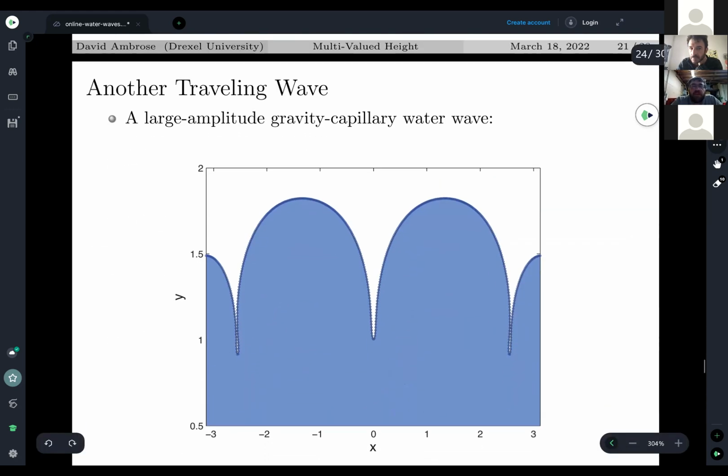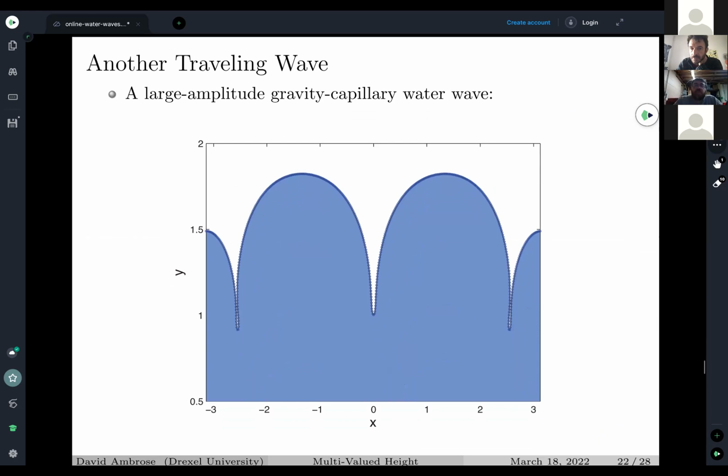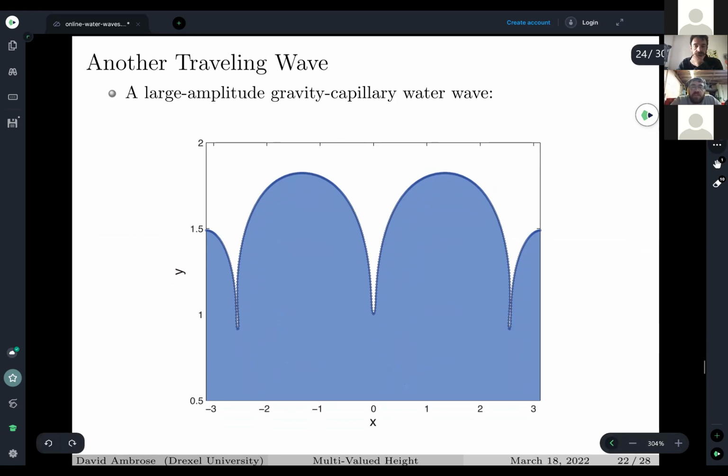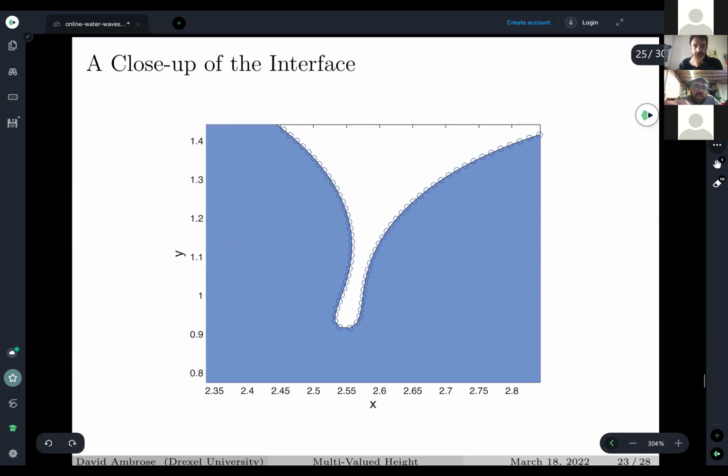Here's another traveling wave. This one is a water wave. So here the upper fluid has density 0. This is a large amplitude capillary gravity water wave. And again, in pockets like this, you have multi-valued height. And again, to see it, here is a close-up of the interface. On a vertical line, you do get the multiple intersections.